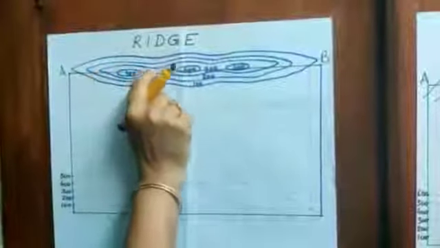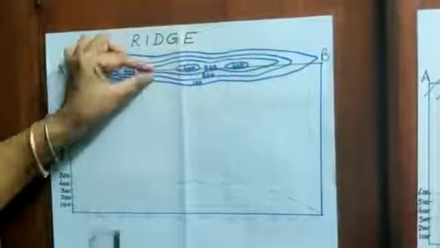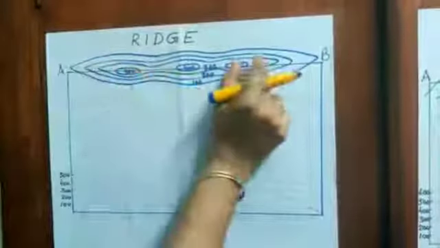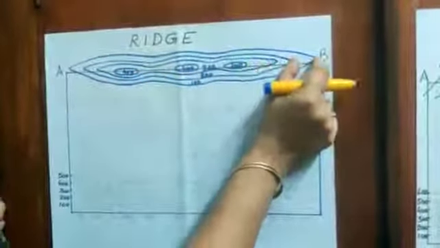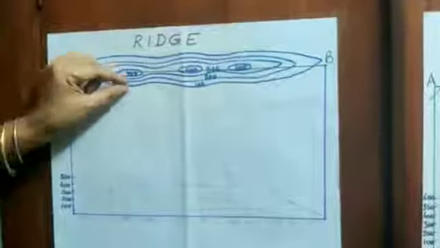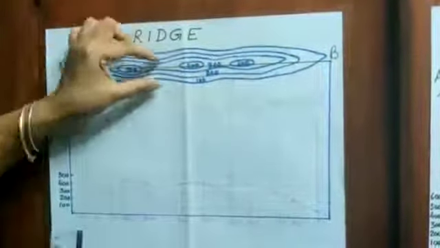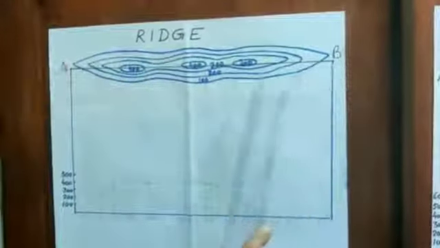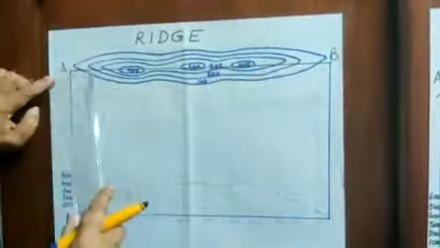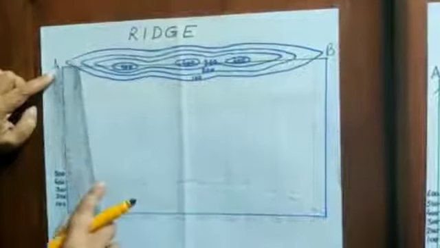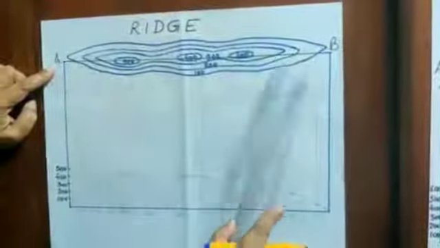And see the contours I have drawn. This way it is very closely spaced, and this gap is much more. This gap is more. And the gap between these are very small, so that is why it is narrow and long. Now I draw the section line AB, cutting the maximum number of contours. The black line is the section line, cutting the maximum number of contours.